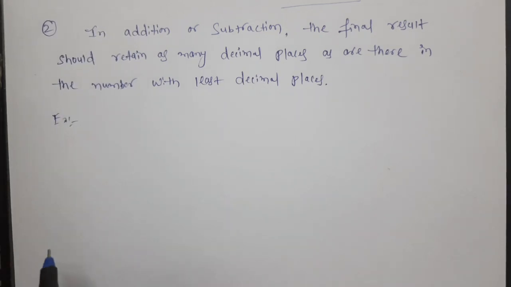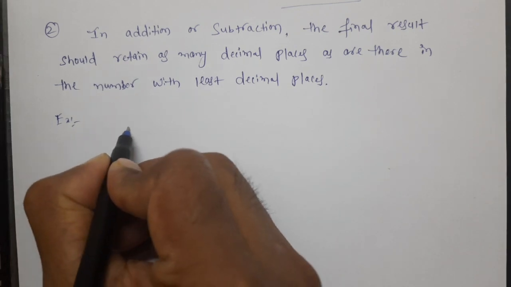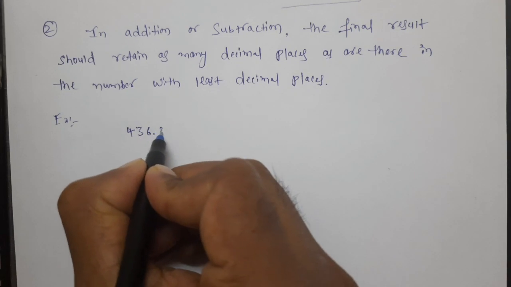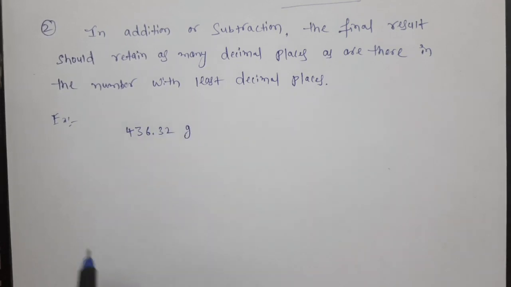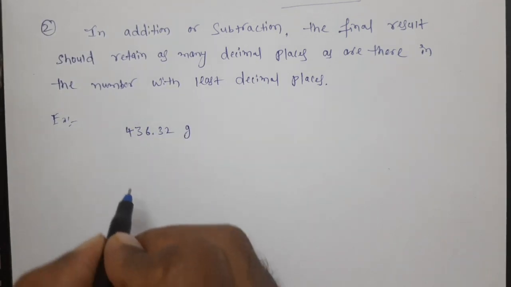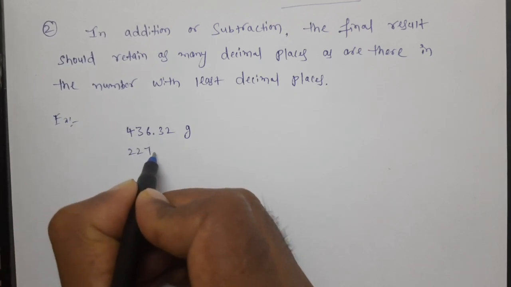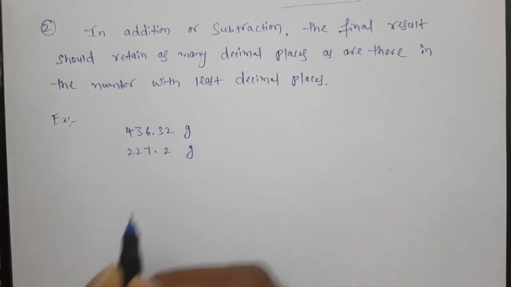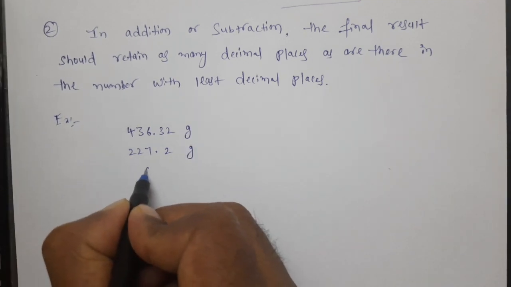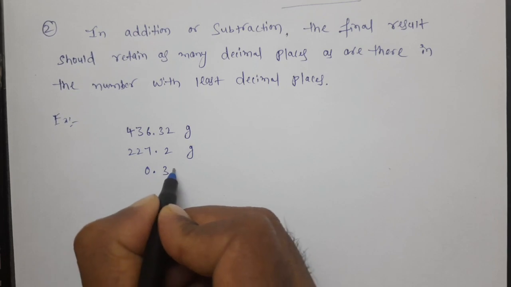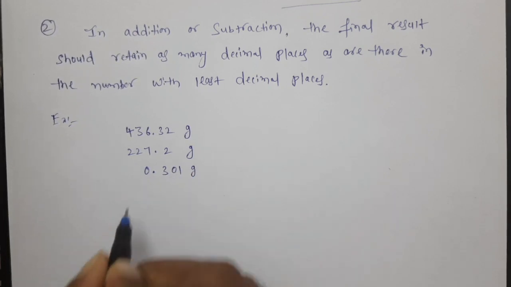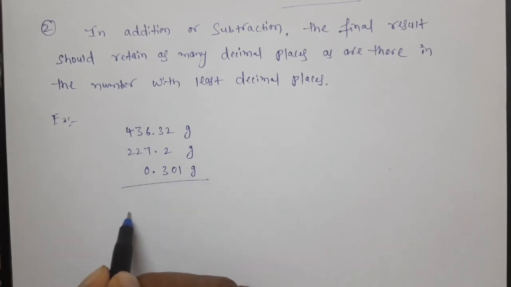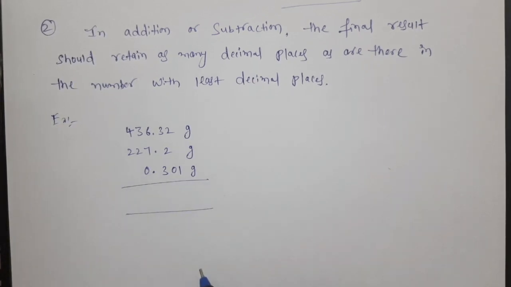Suppose here we have 3 measurements. The first measurement 436.32 grams. We are measuring mass of 3 objects. Next one 227.2 grams. Next one 0.301 grams. Now we want to add these three. Now finally we want to give the result.